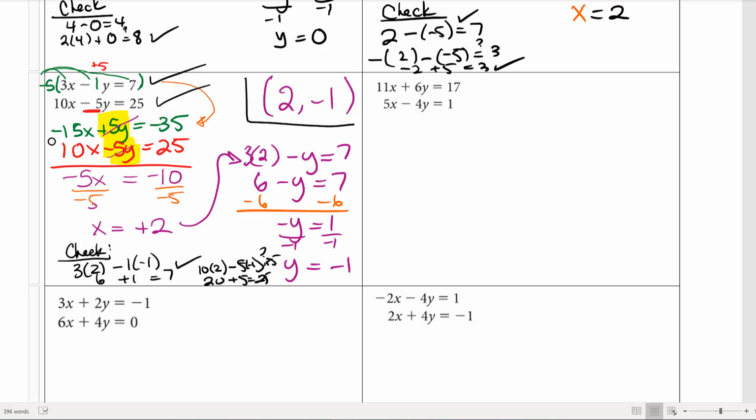Another reason why y's would be a good choice is because we have a positive already for the positive 6 and a negative already for this 4, and they're already opposites, and we like that. We want them to be opposites. So step 3 says multiply the equations to make the coefficients opposite values. So the least common multiple between 6 and 4 is 12. So I need to make this first one a positive 12, and I need to make the next one a negative 12. That's my goal.